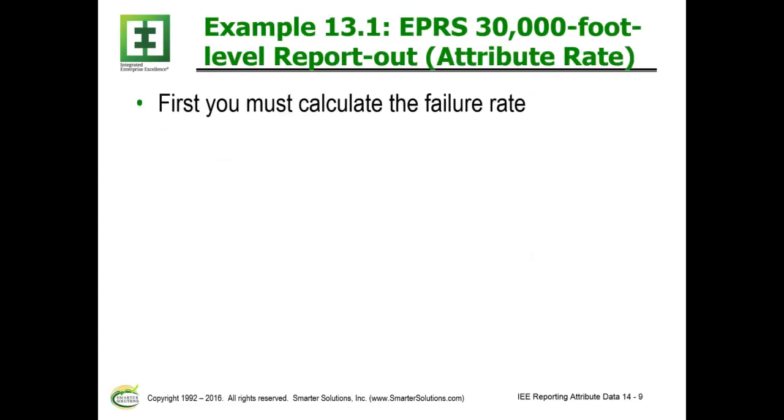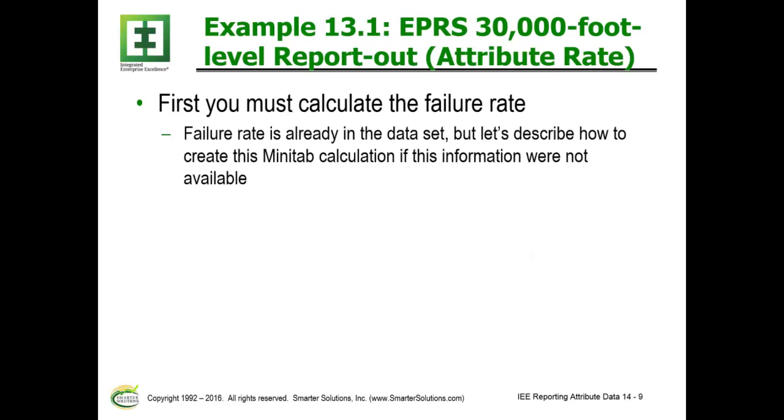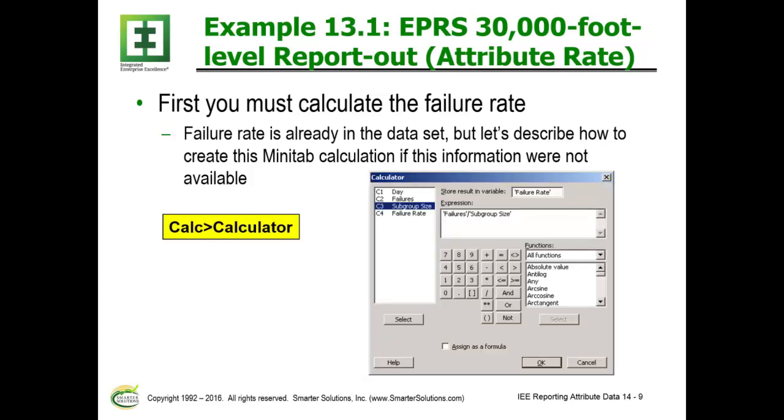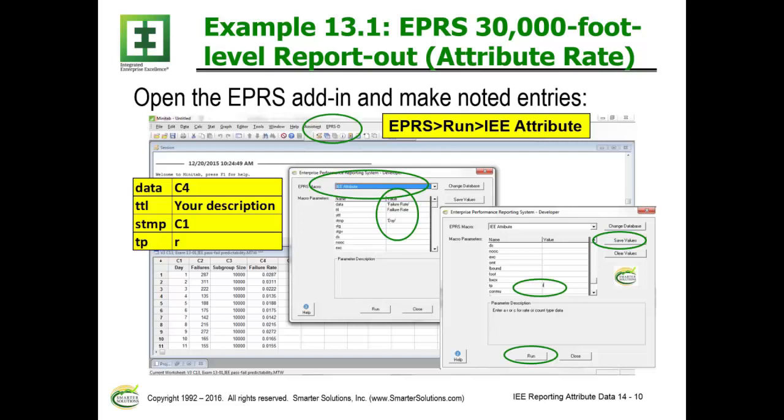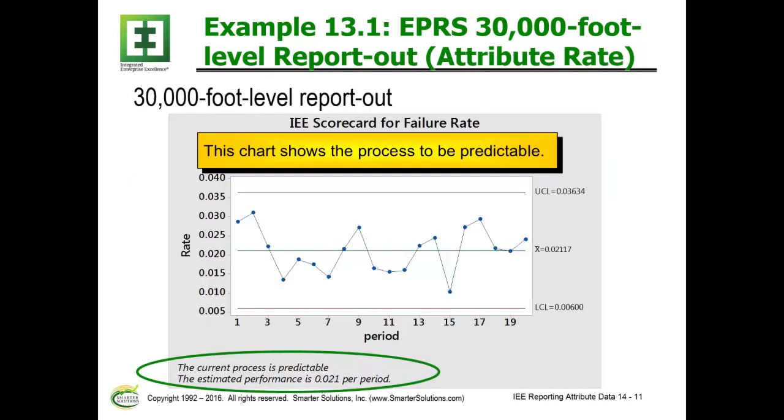Then you first have to calculate the failure rate if it's not already there. The way you do that in Minitab is go to Calculator, and then you get this screen, where you can create a new column, store results in a variable, and enter your expression in the expression window. For this particular analysis, we go to IEEE attribute. We enter the values shown in the yellow box on the left-hand side, and voila, you get this particular 30,000 foot level chart. We estimate the performance to be about 0.02.